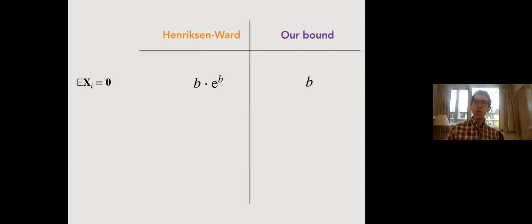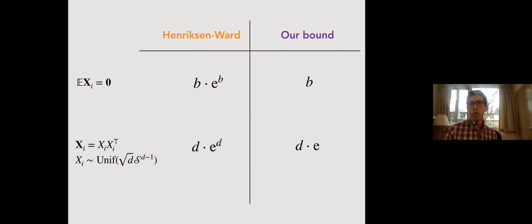And even in the case where the expectation is not zero, the gains can be profound. So let's imagine, for instance, that we're back in the setting of covariance estimation. We're forming the outer product of, say, random vectors uniformly distributed over root D times the sphere. So the size of the operator norm of the matrices xi is D. So B scales like D, and the bound that Henriksen and Ward get is D times e to the D.